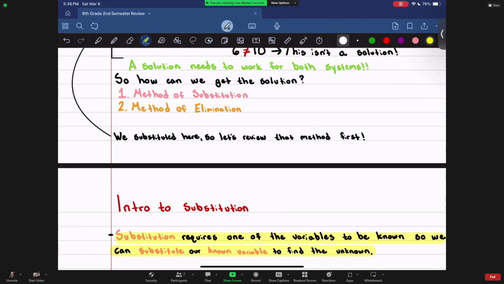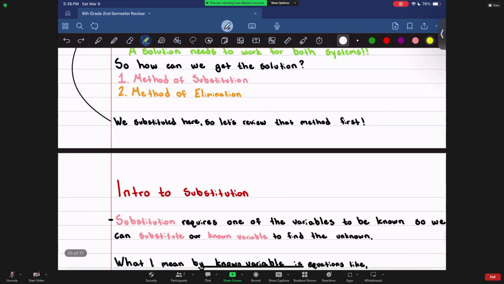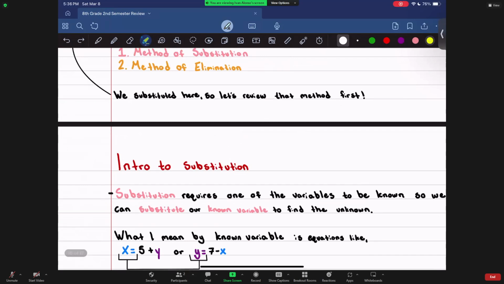It might be a little tricky to figure out, but what I mean by that is this statement right here saying x is equal to 5 plus y, that's a known variable. So even though we don't know what y is, I know that x is always equal to 5 plus y. And the same applies over here, right? We have y is equal to 7 minus x. While there might be a variable in that statement, it is telling you that y is equal to that always. And that means we know what y is, right?